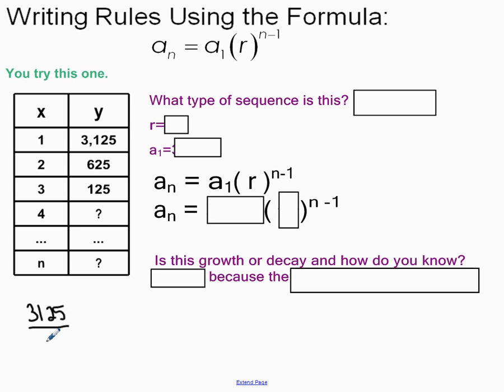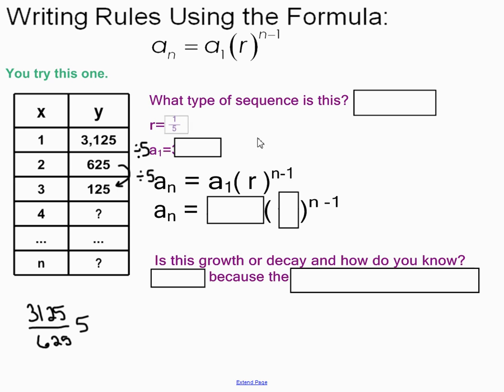I'm going to use my handy-dandy calculator, and I'm going to type in 3,125 divided by 625, and I'm going to get the number 5. Well, I am dividing by 5. Okay, so what do I do to go on? I'm going to do the same thing here. I'm dividing by 5.